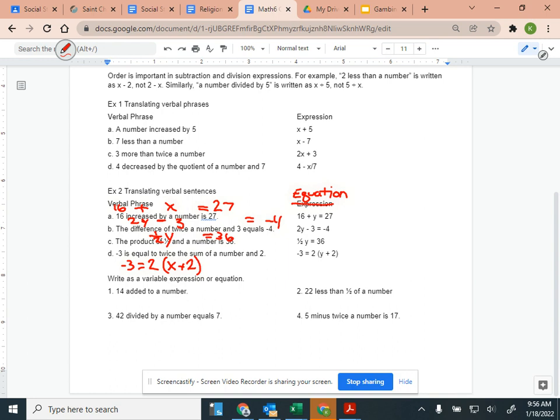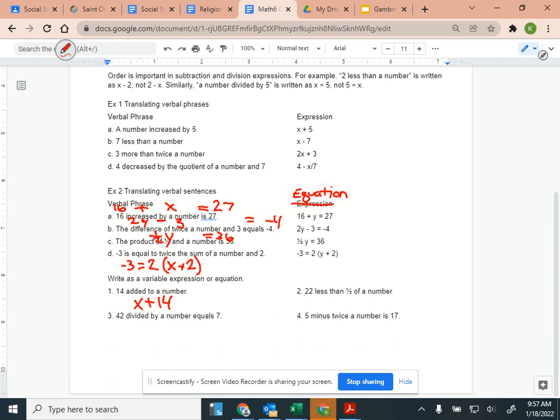So when it says a number, that's when we're using the letter because we don't know what the number is. Yeah. So you have to use a letter. Can I use any letter? Oh, yes. Sorry, I thought you said number. Yes, you can use any letter. X plus 14, because it's 14 added to the number. So we have our number, and we're adding 14 to it. Very good.